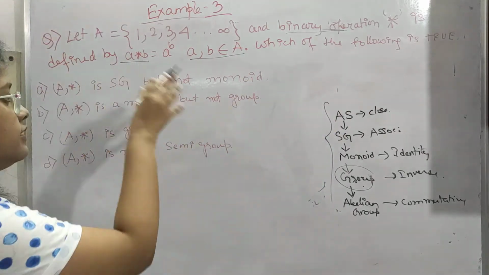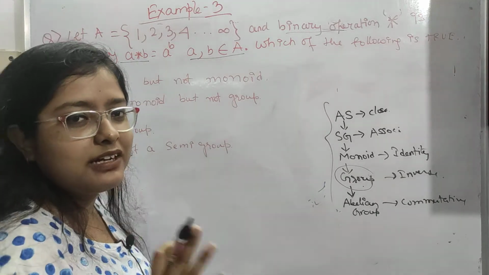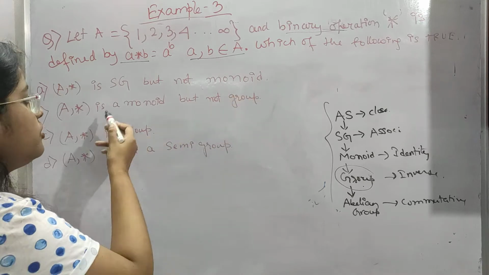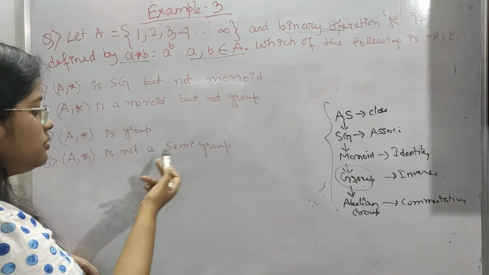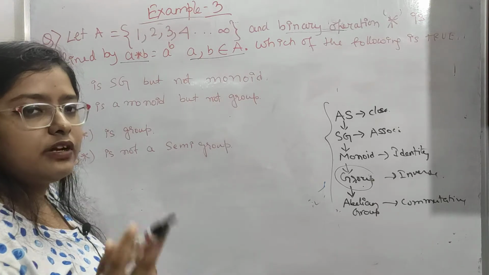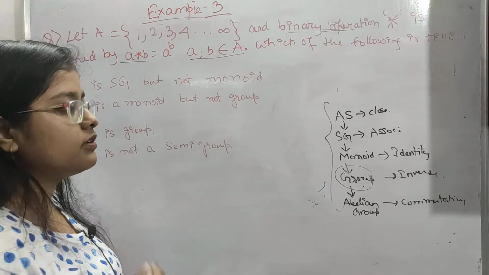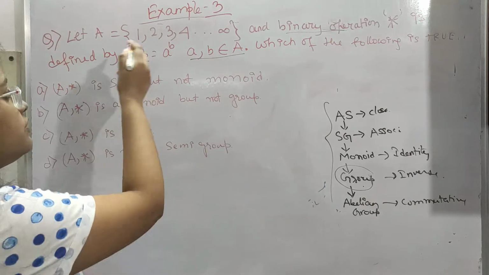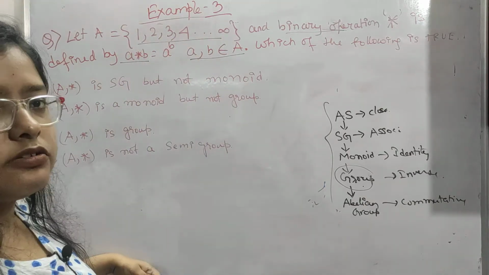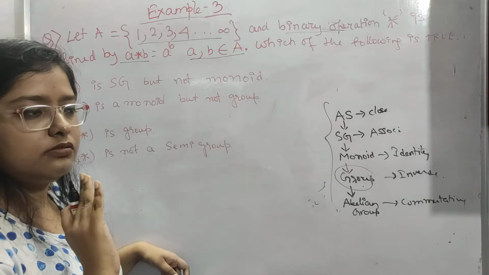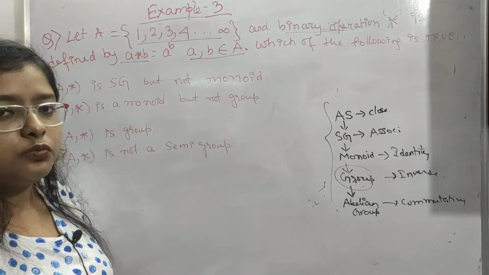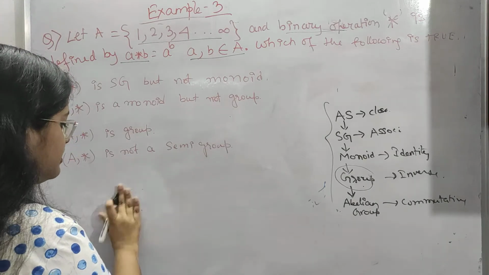And which of the following is true? So just seeing this, it will be a bit confusing. So let's start one by one. It is a semigroup but not a monoid, a monoid but not a group, a group but not a semigroup, anything. We have to at least find out if it is a semigroup. Before finding that, we have to find out if it is closed or not. See, if these are all natural numbers, from 1 till infinity, it will contain everything. So we don't need to worry actually about this algebraic structure.